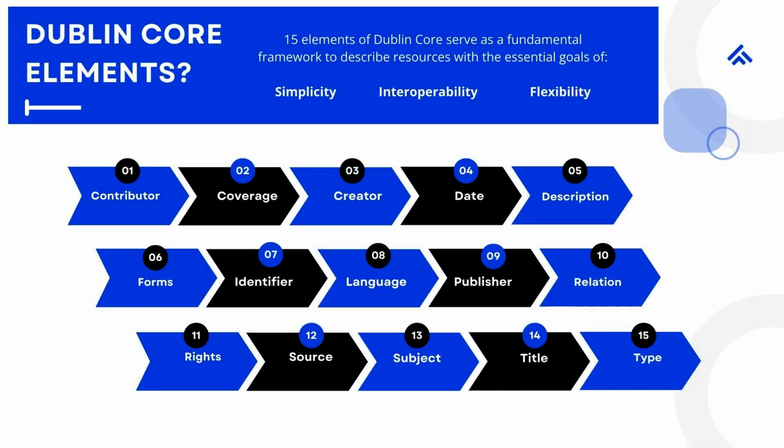With the essential goals of simplicity, interoperability, and flexibility, the Dublin Core has 15 elements that serve as a fundamental framework to describe digital resources. These elements are contributor, coverage, creator, date, description, format, identifier, language, publisher, relation, rights, source, subject, title, and type.